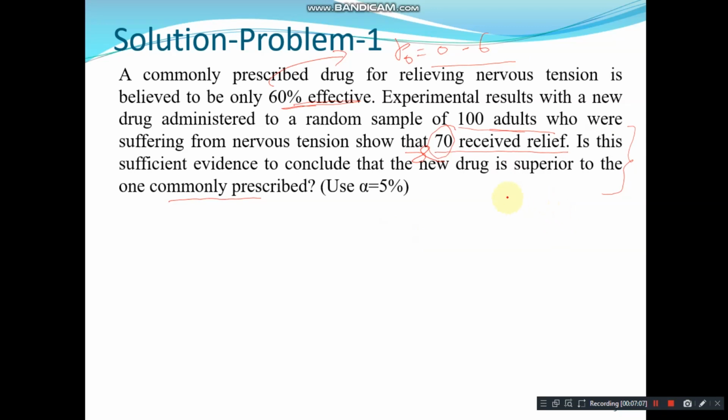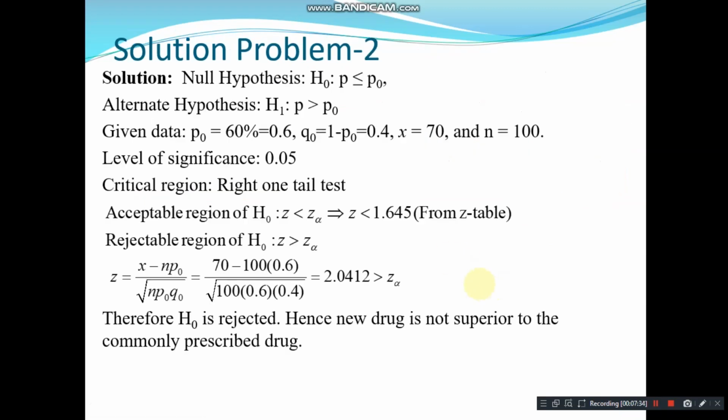If the proportion P naught is 60%, so the common one and the new one, there is no change, right? If you get any difference between these, either less than or greater than, then from that we can conclude which may be superior or not. We conclude that the new drug is superior to the one commonly prescribed. So let us see how we choose the null hypothesis.